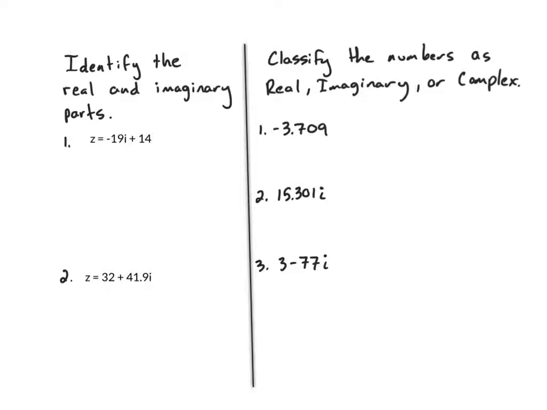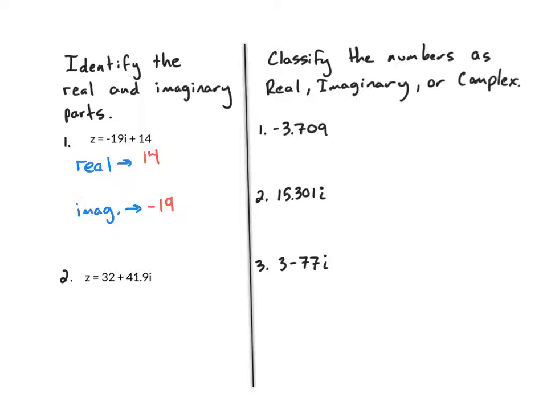So I'm going to just write real and imaginary. So the real part is the part of the equation that doesn't have an i, or the imaginary unit. So the real part here would be the number 14. The imaginary part would be negative 19. We don't need to put the i with it. It's already understood to be imaginary. So the real part's 14, imaginary part's negative 19.